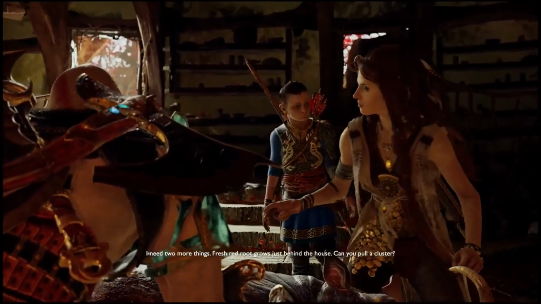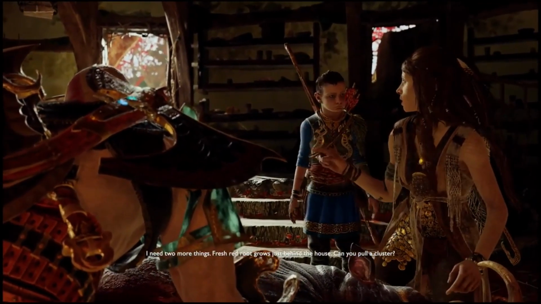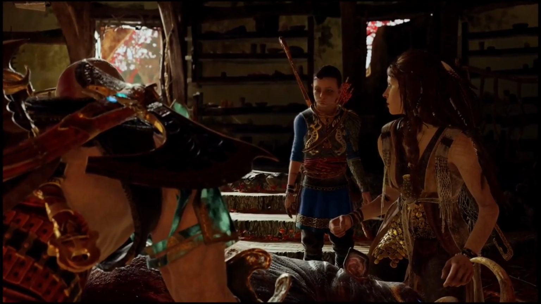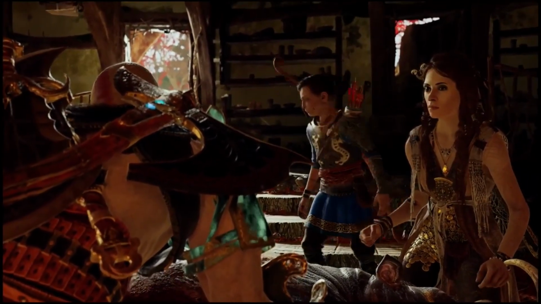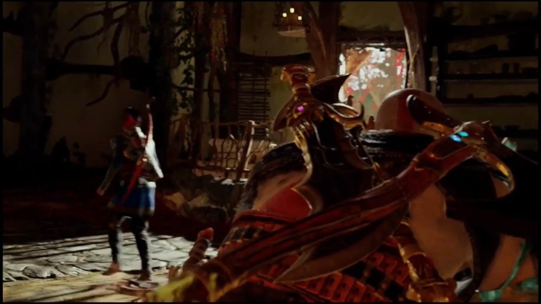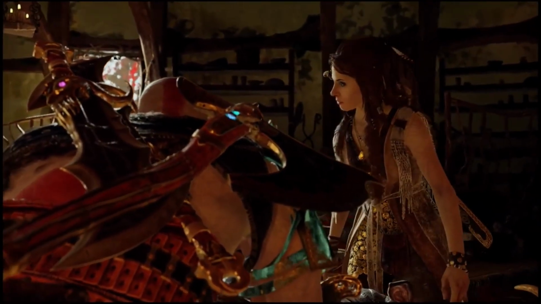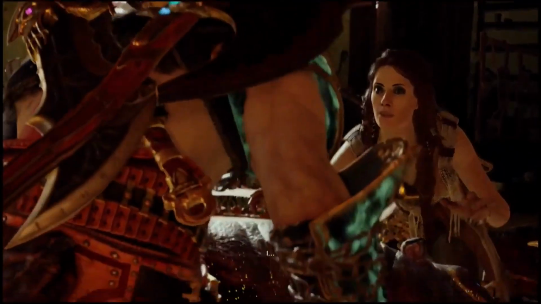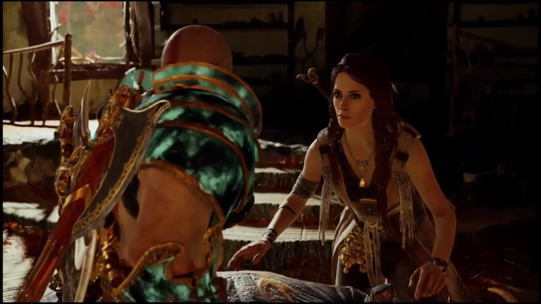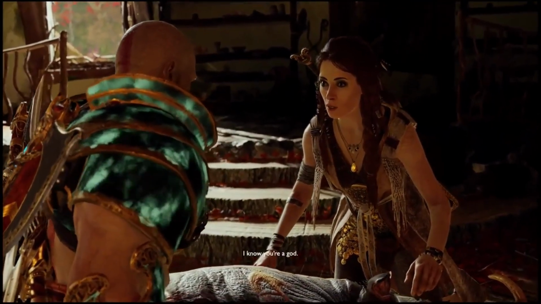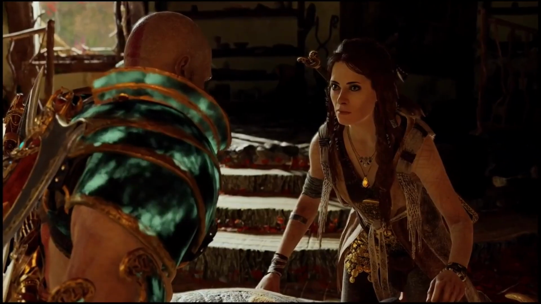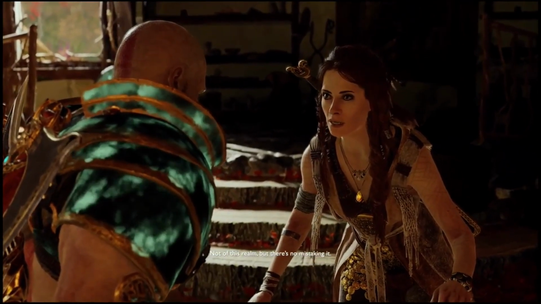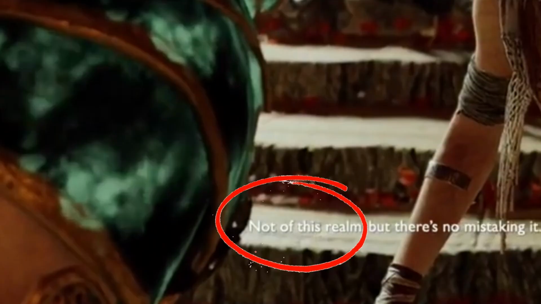I need 2 more things. Fresh red root grows just behind the house. Can you pull a cluster? What else? I know you're a god. Not of this realm, but there's no mistaking it.